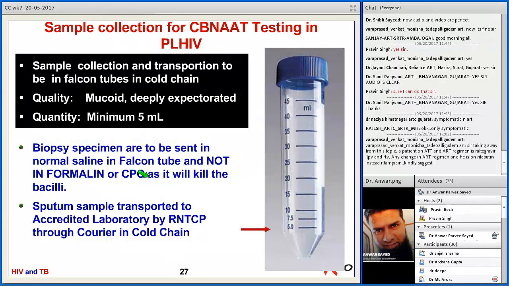There is a special tube in which the sample is collected. It is called a Falcon tube. When you collect the sample, especially biopsy samples, it should be sent in normal saline and not in any other preservative, because it will damage the TB bacillus and you will not get appropriate results. So it should be in normal saline in a Falcon tube and not in formalin or CPC.